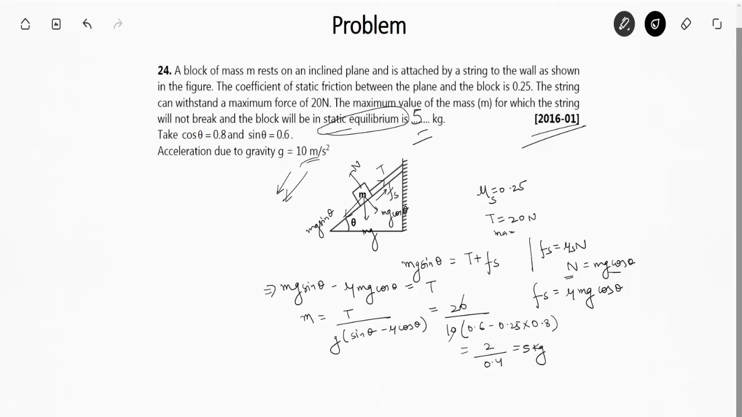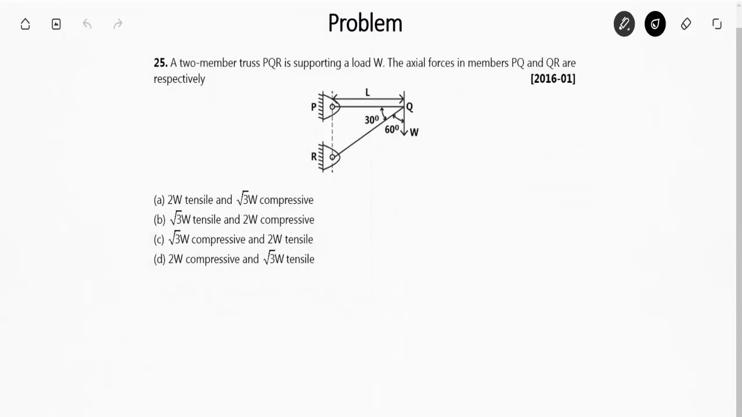Now moving to the next question. So friends, again this is a GATE question from the year 2016, set 1. So what is the question saying? The question is saying a two-member truss PQR is supporting a load W. The axial forces in the members PQ and QR are respectively.